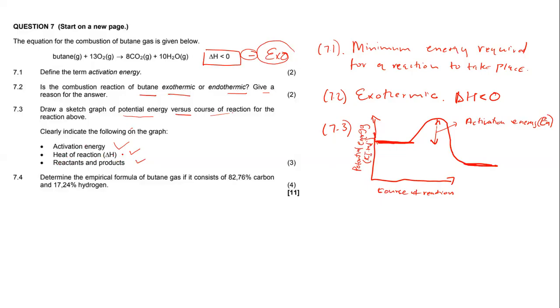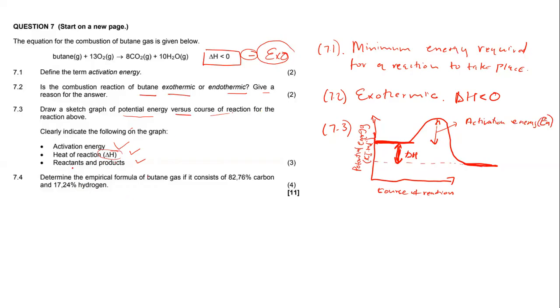And therefore, they wanted us to indicate the heat of reaction. Heat of reaction will be delta H. So where is the heat of reaction? Remember, heat of reaction is between the reactants and the products. So this is the reactants and these are the products. So from the reactants to the products, this will be delta H, which is the heat of reaction.